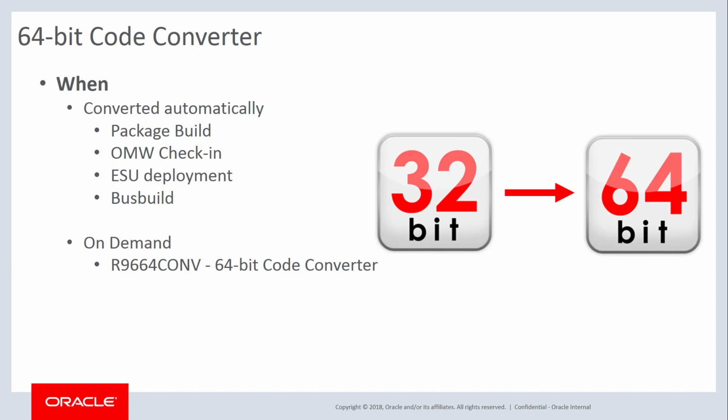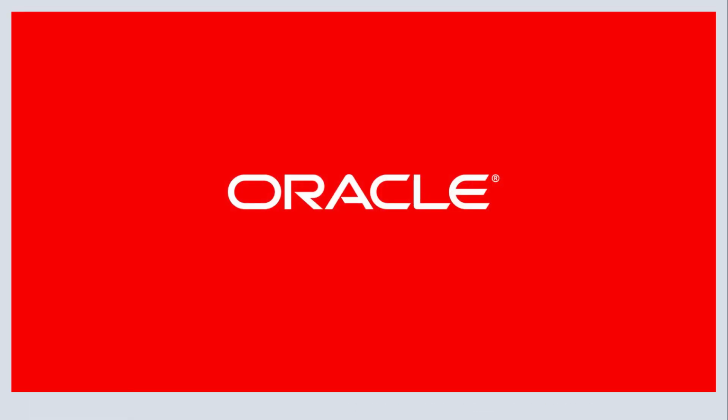You can run the code converter on demand by calling R9664CONV. You can use this UBE to convert a particular path code's include and source files to 64-bit. The path code must already have the 32-bit include and source in the repository table F98780R.